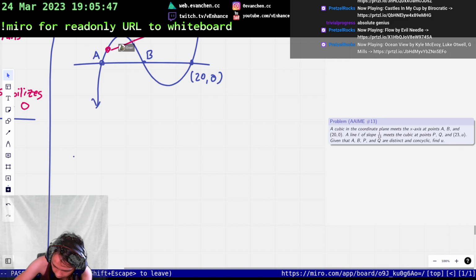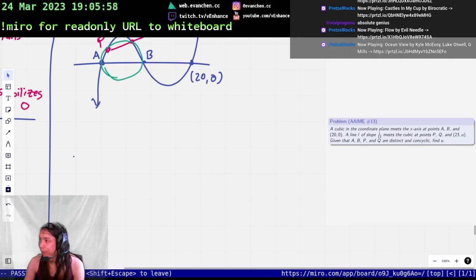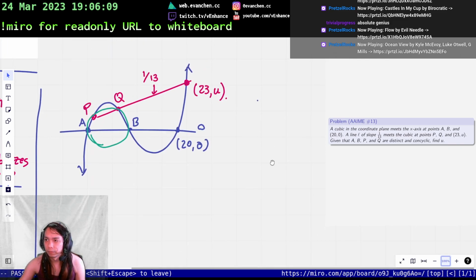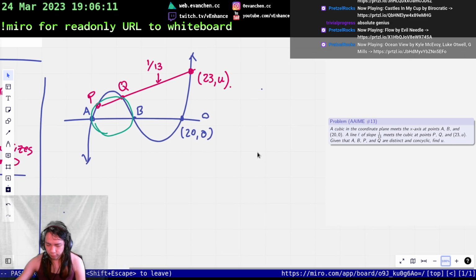So let's draw them like here and here or something. And then these points turn out to be different concyclic points. And we're told that this line has slope 1 over 13. So for that matter, we can say like this x-axis is slope 0 or whatever. And the problem is to compute the value of u. Okay.